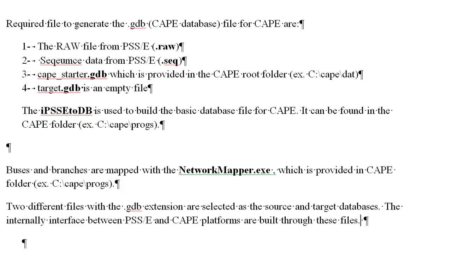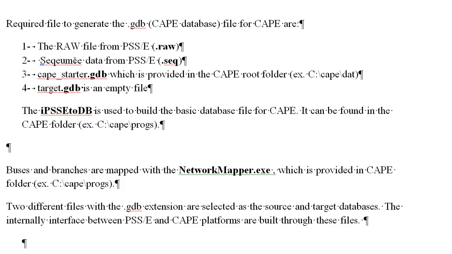To run the Cape TS software, you should provide two different type files. The first one is the GDB file, which is the database of the Cape software. To provide this file from PSSE, you should use some prepared files in the PSSE formats. The first one is the raw file format in PSSE, with the extension .raw.